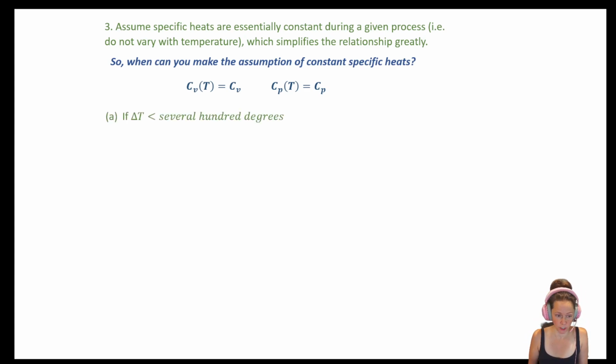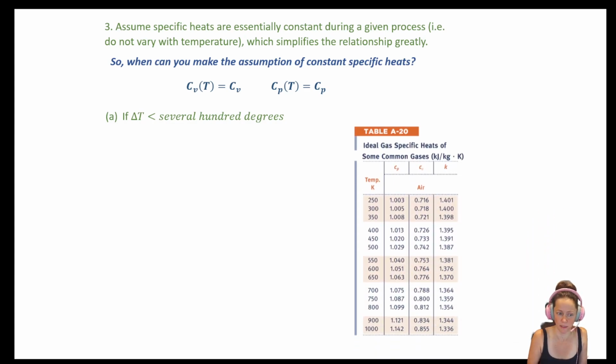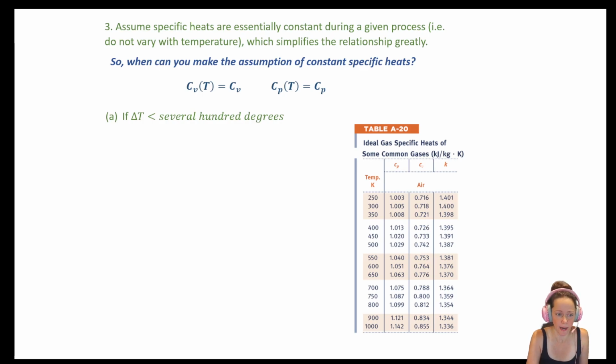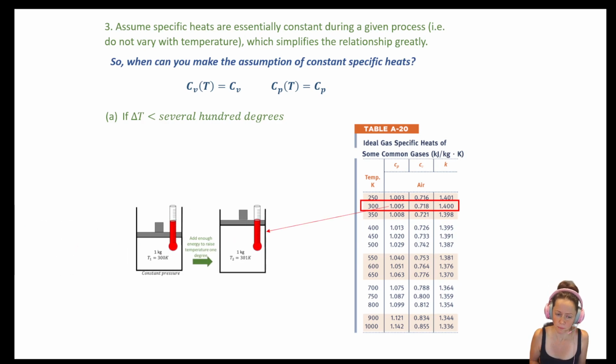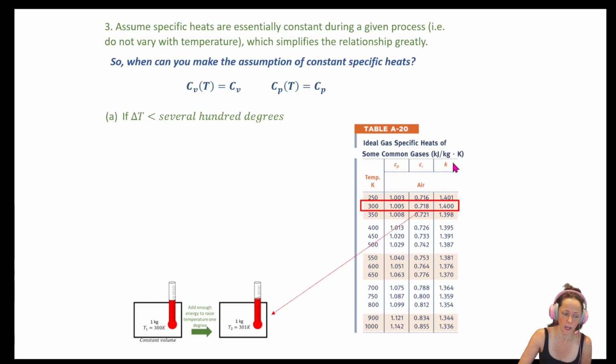Number one, if your change in temperature is not that large, if you're looking at something that's less than several hundred degrees, and that's because your CV and your CP are a function of temperature. It depends on what temperature you take it at. So if we look at 300 Kelvin, what that represents really is how much energy does it take if you start at 300 Kelvin and you add enough energy to increase the temperature by 1 degree. So that CP is how much energy you have to add to 1 kilogram of air to get it to go from 300 to 301 Kelvin if you keep it at constant pressure. And of course, there's another one for constant volume as well.